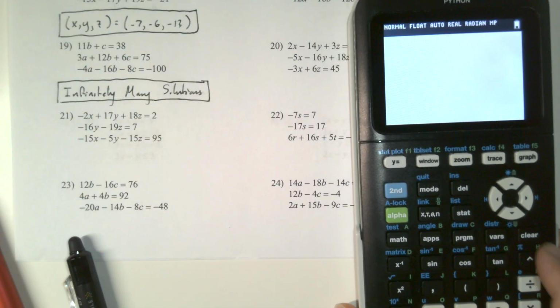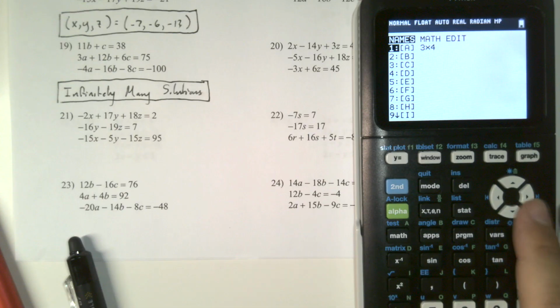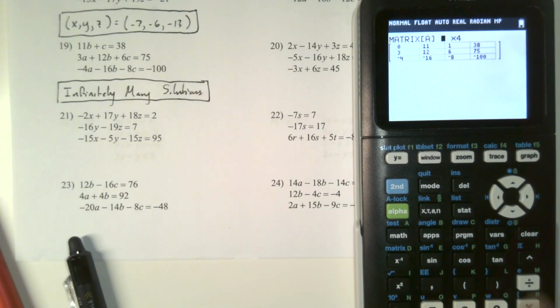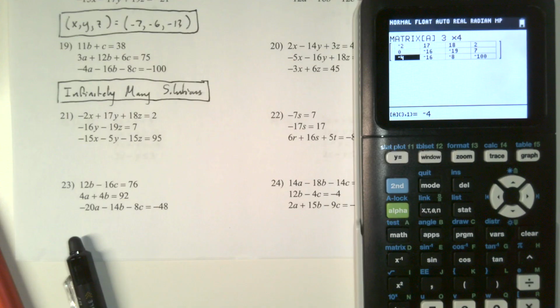All right, let's look at number 21. So I'm going to clear my screen. Second, matrix, scroll over to edit, enter, scroll down to the first entry. We have negative 2, 17, 18, 2. Next equation, we have 0x. We have negative 16y, negative 19z is equal to 7. And then for the bottom equation, we have negative 15x, negative 5y, negative 15z, and that's equal to 95.